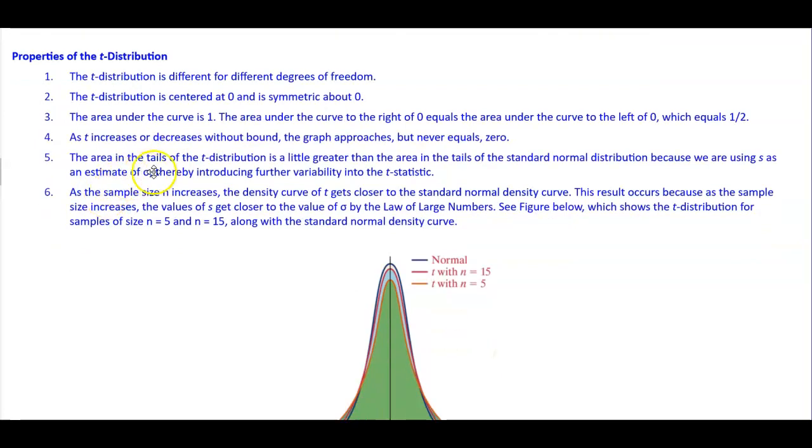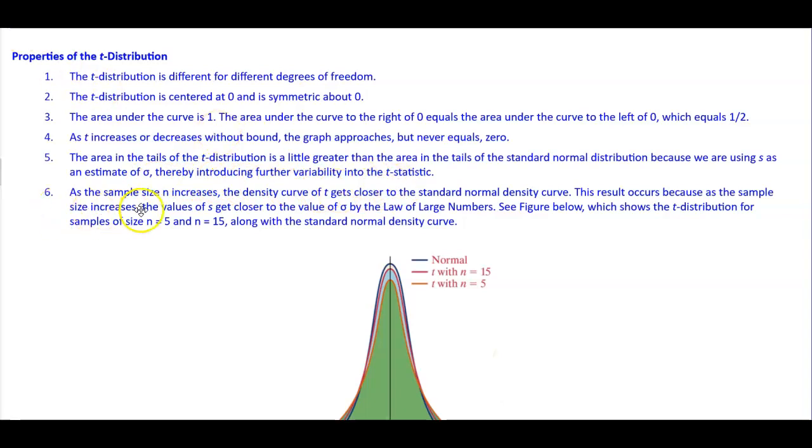5. The area in the tails of the t-distribution is a little greater than the area in the tails of the standard normal distribution because we are using s, the sample standard deviation, as an estimate of the population standard deviation, thereby introducing further variability into the t statistic.